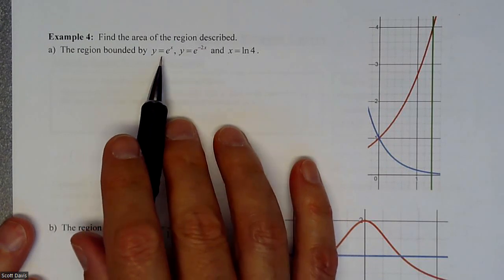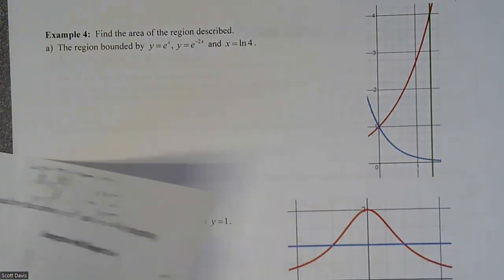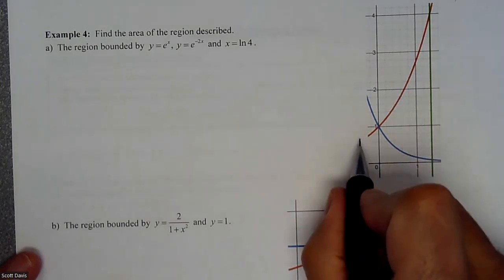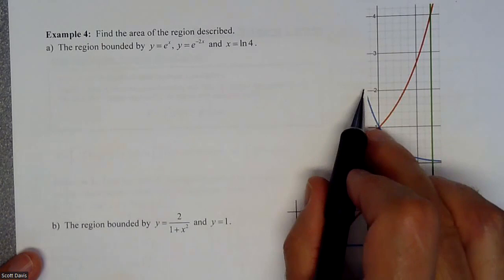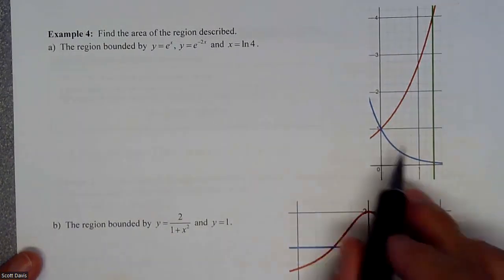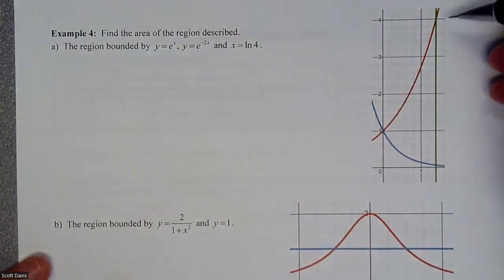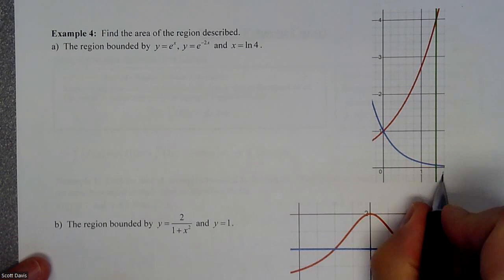So we're going to be finding the area bounded by y equals e to the x, which is going to be this red one. y equals e to the negative 2x is an exponential decay, which is the blue one. And then y equals the natural log of 4 is just a value, so it's just a vertical line at that value, which is the natural log of 4, right there.